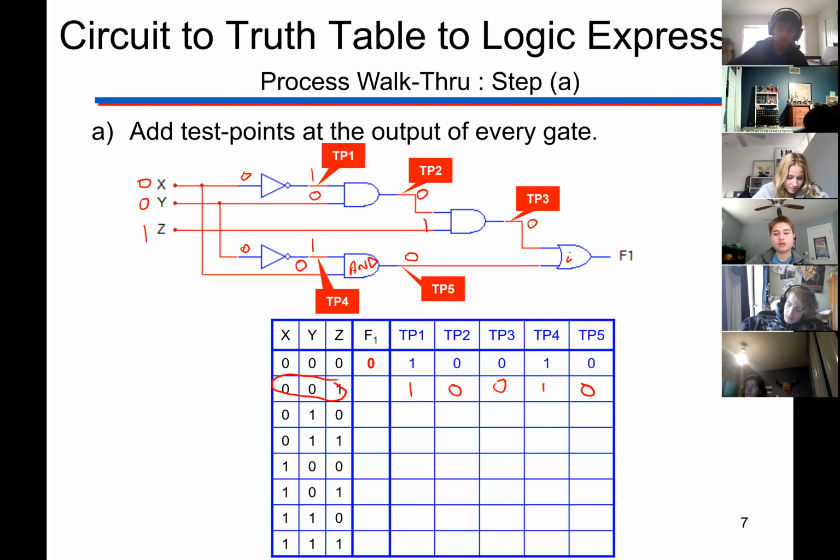And since this is an OR gate, we're looking at test point 3 and test point 5 because those are the two inputs. If either one of them is on, our output will be on, right? But in this case, they're both off. So Jason, what's the F1 going to be for this sequence? 0.